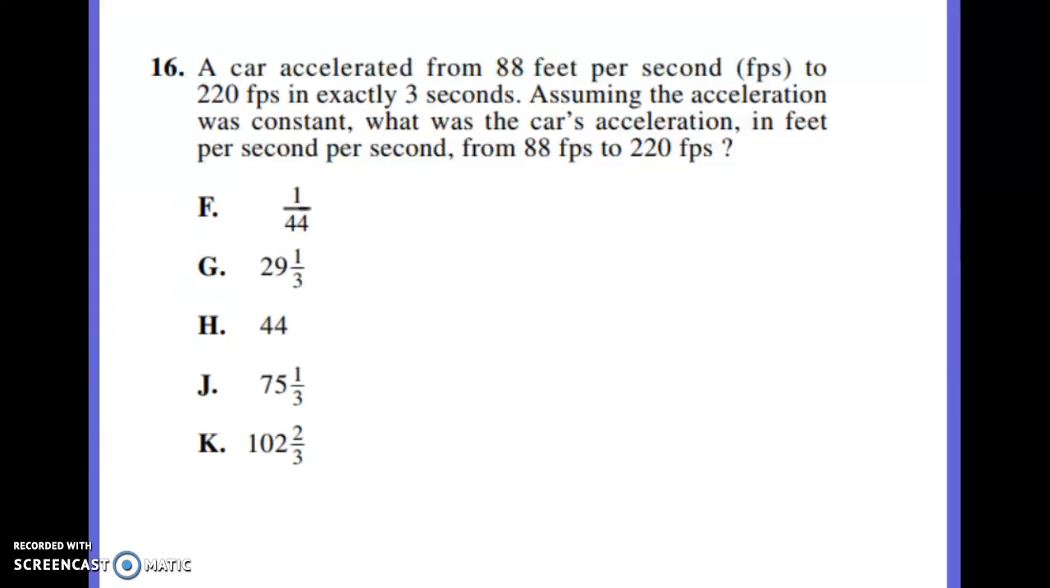So this video will take you through questions 16 through 20 from the practice math portion of the ACT that you completed. A car accelerated from 88 feet per second to 220 feet per second in 3 seconds. Assuming the acceleration was constant, that means the same amount per second. What was the car's acceleration in feet per second? So first you need to find how much the car accelerated.